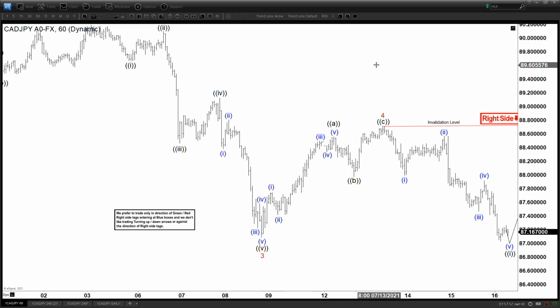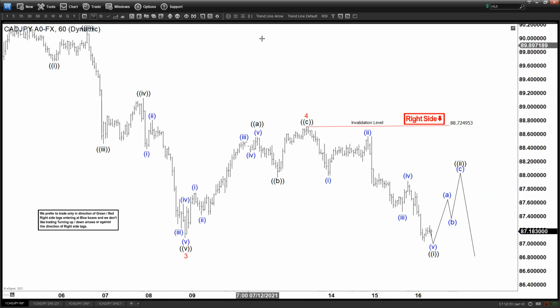Now, today we're going to be looking at Canadian dollar yen. This is a 60 minute chart, and we can see right here the pair ended wave 3 in the minor degree, and the pullback, the rally on the correction, also ended here as a wave 4 at 88.7.